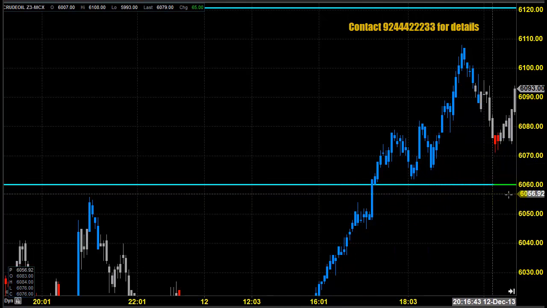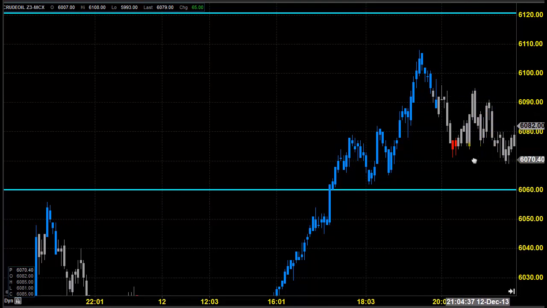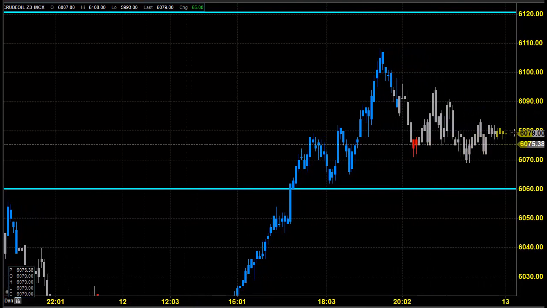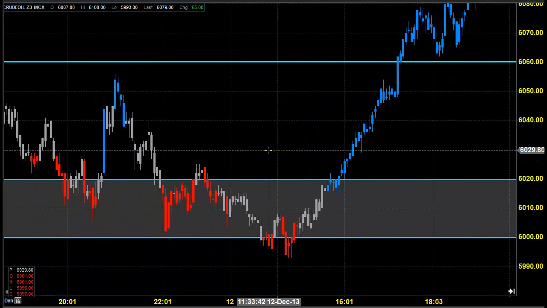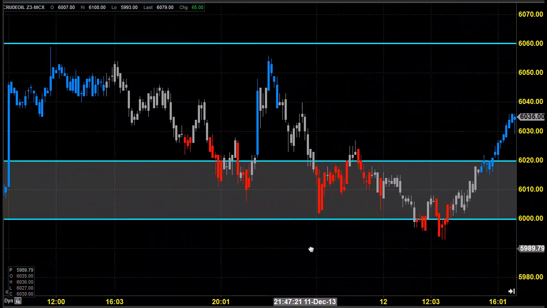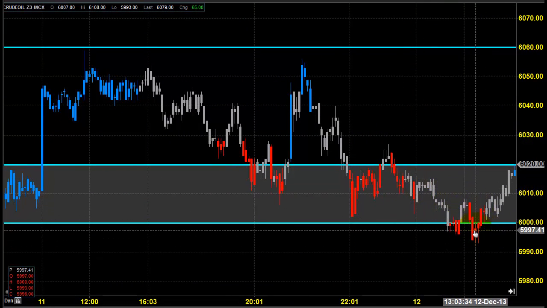Whenever we say support and resistance, it is not a single line, it is a particular zone. After continuous consolidation, the price closed near 6080. If we sum up the price action, what happened in yesterday's market? Initially there was a confusion between both the buyers and sellers.